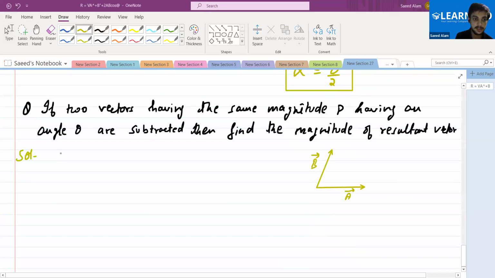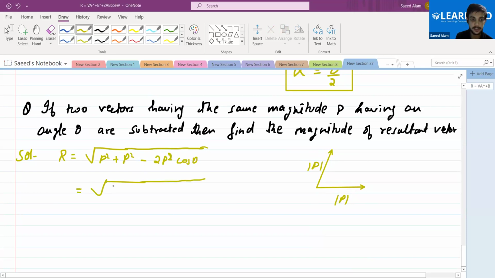Yes, did you get something? 2P square minus 2P square cos theta. Okay, you are saying R equals under root of P square plus P square, not plus, this time minus 2P square into cos theta. Have we got this? Yes. After that, should I do it a little faster? I'll take 2P square common, I'll get 1 minus cos theta. Yes or no? Yes. What's the next step?